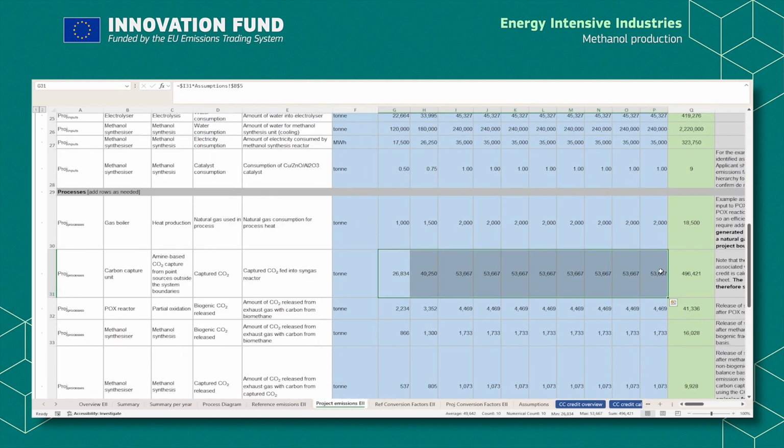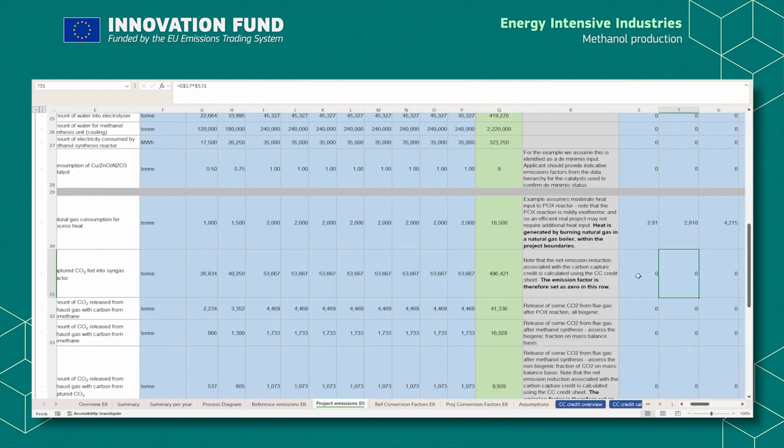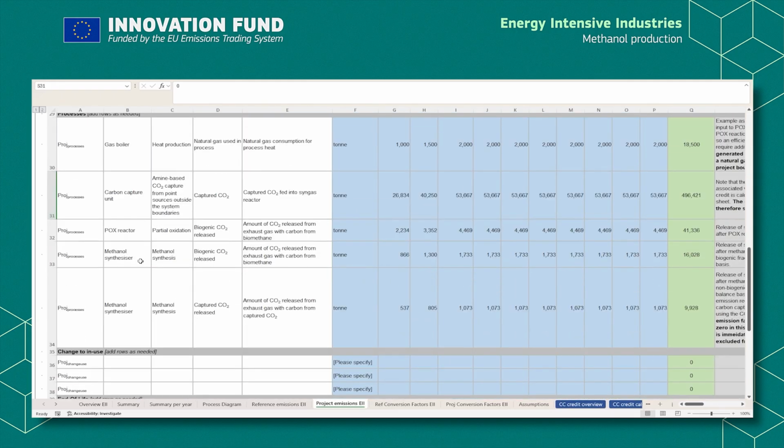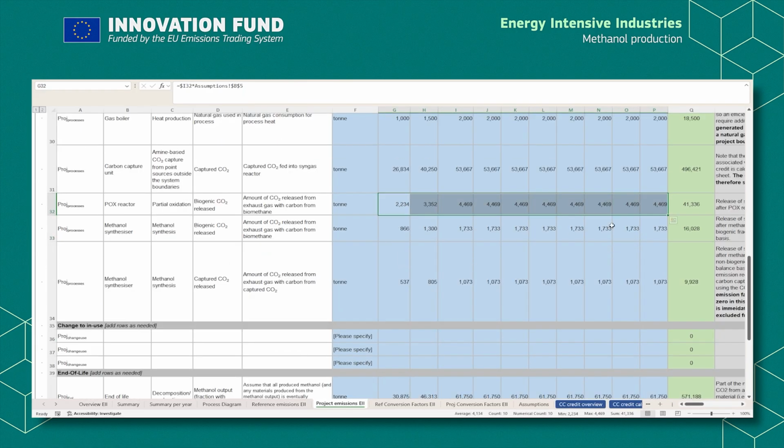This is a zero-emission line because the net CO2 emissions associated with carbon capture are calculated on the separate carbon capture credit tabs, but we can still include it here to help document the flows through the system for the benefit of the evaluators. Finally, we have the methanol synthesis unit. The example assumes that there is a small amount of venting of unreacted CO2 from the POX reactor, and in the flue gas of the methanol synthesis unit. All CO2 from the POX reactor is biogenic.